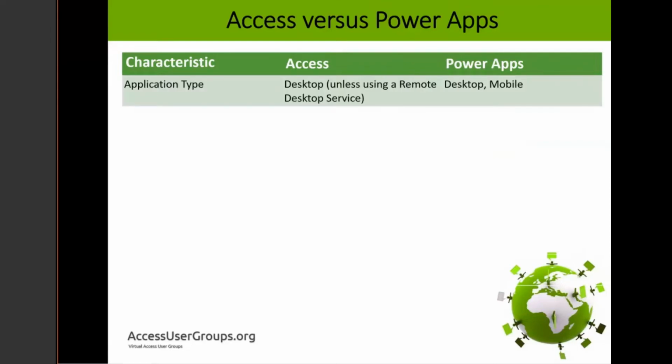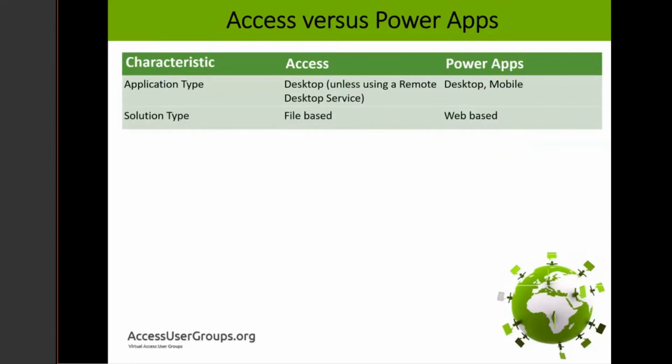The first characteristic that I wanted to talk about was application type. So Microsoft Access, the application is from a Windows desktop, unless you're using something like a remote desktop service. For PowerApps, you can still use a desktop. You can also use a mobile device. You can use it on your phone. You can use it on a tablet, something like that. And you cannot do that with Microsoft Access straight as an application. You'd have to go through some kind of remote service if you were wanting to make use of it on a mobile device. So that's a very big difference between the two products.